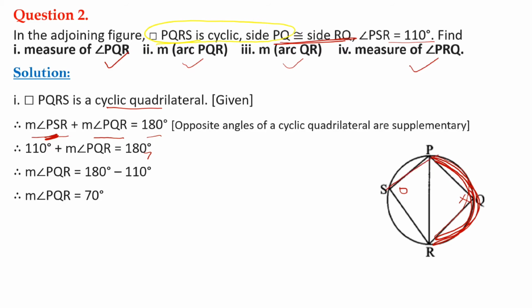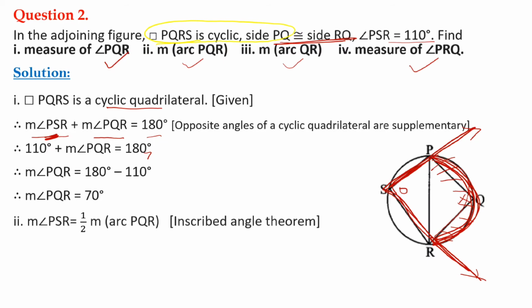And you can see angle PSR. Angle PSR is an inscribed angle, and an inscribed angle is half of the intercepted arc. So I can say here angle PSR is half of arc PQR, right, by the inscribed angle theorem.